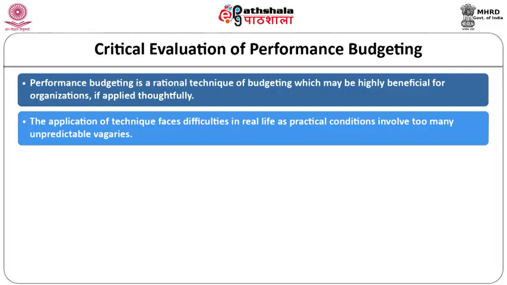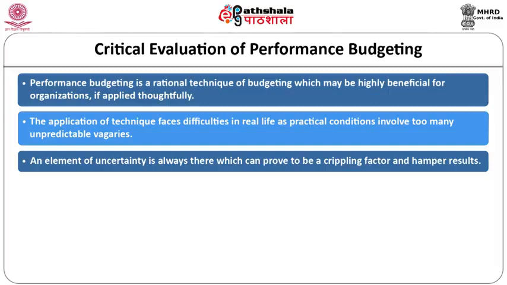Third issue, an element of uncertainty is always there, which can prove to be a crippling factor and hamper results. While implementing a program or performing an activity, there is always uncertainty because of emotions and the subjective considerations of the people for whom the program is implemented and by whom it is implemented. In such uncertainty, performance budgeting may not be beneficial, since we cannot measure the results in an objective manner.